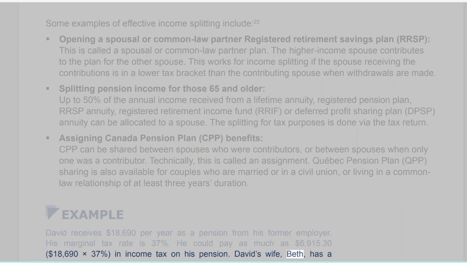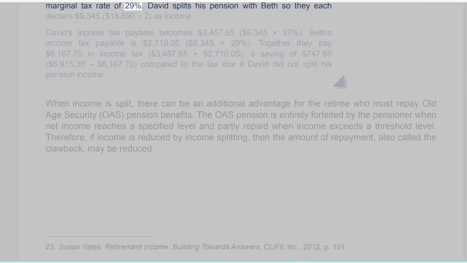David's wife, Beth, has a marginal tax rate of 29%. David splits his pension with Beth, so they each declare $9,345, $18,690 divided by 2, as income.